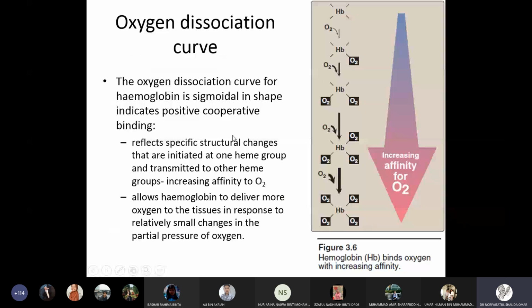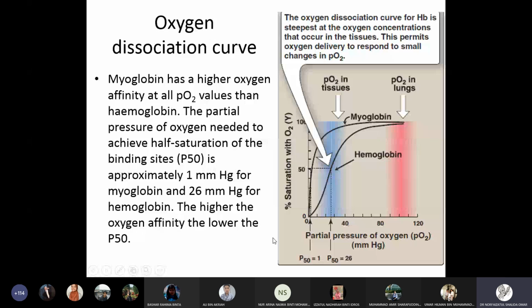Myoglobin has a P50, the partial pressure of oxygen, of 1, so it has a very high affinity towards the oxygen. Whereas hemoglobin has a partial pressure of oxygen of 26. So myoglobin has a higher affinity compared to hemoglobin in terms of binding to the oxygen.